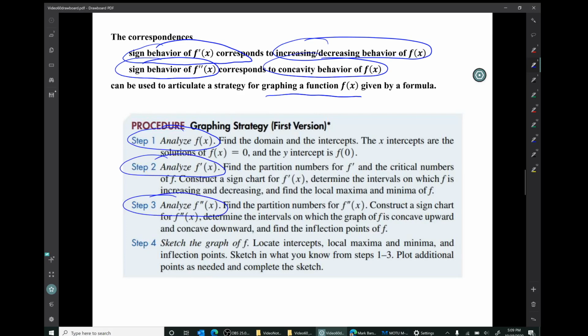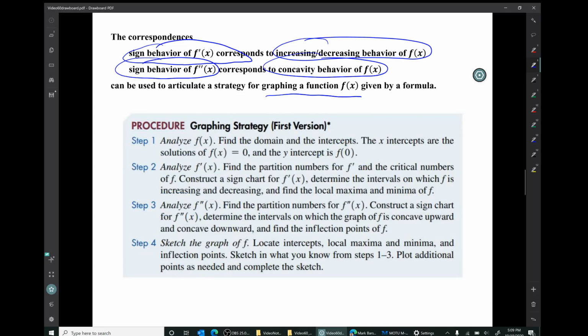Now, the procedure that's presented in the book is fairly wordy, but the idea is that you ask the easy questions about each of these functions. About f of x, you ask about the domain and the axis intercepts. The x-intercepts on a graph are solutions of this equation: you set y equal to 0 and solve for x. The y-intercept on a graph is obtained by doing this: set x equal to 0 and solve for y.